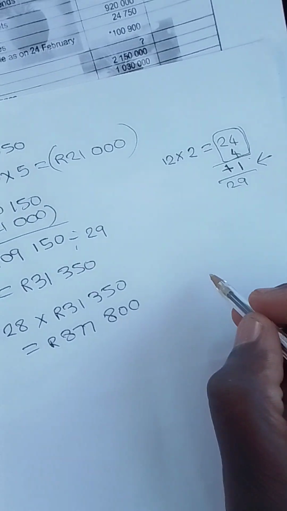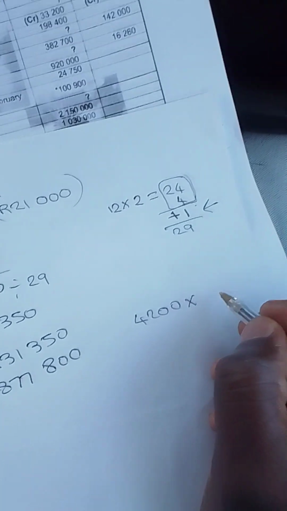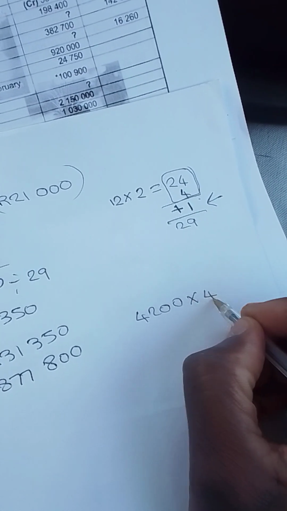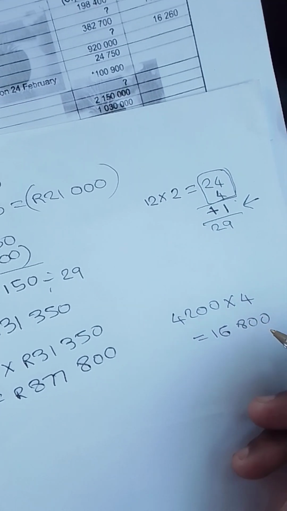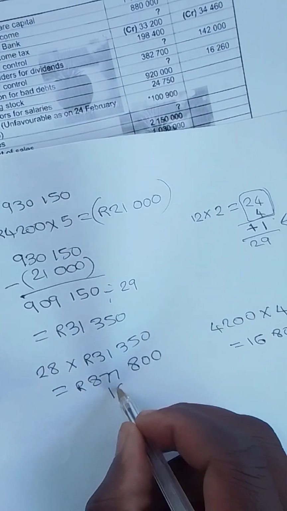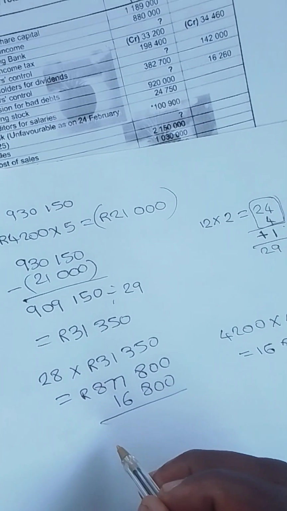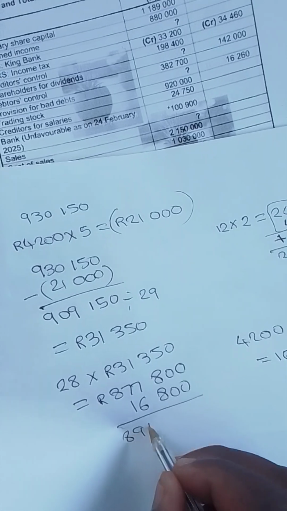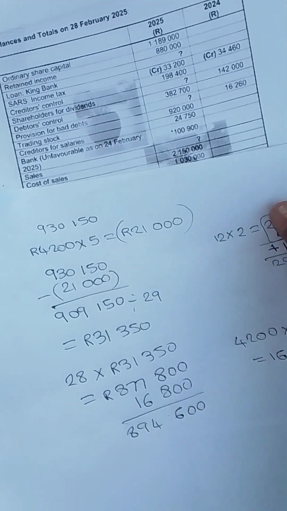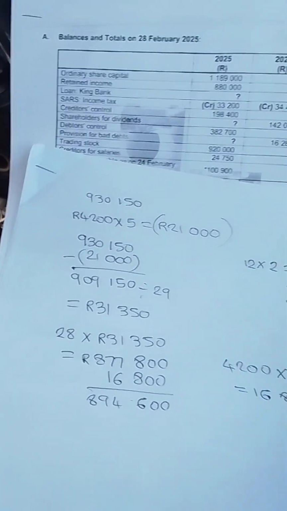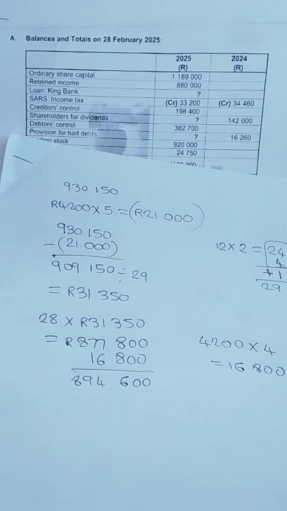However, we need to add back the 4,200 extra for the new director who has been with the company for 4 months up to the end of the financial year. Then this gives us 16,800. Then we have to add the 16,800 because it was paid for the current financial year. Then this is how much we have to account for at the end of the financial year: 894,600 rands. This is the amount that you have to put into your statement of comprehensive income for the year ended 28 February 2025.